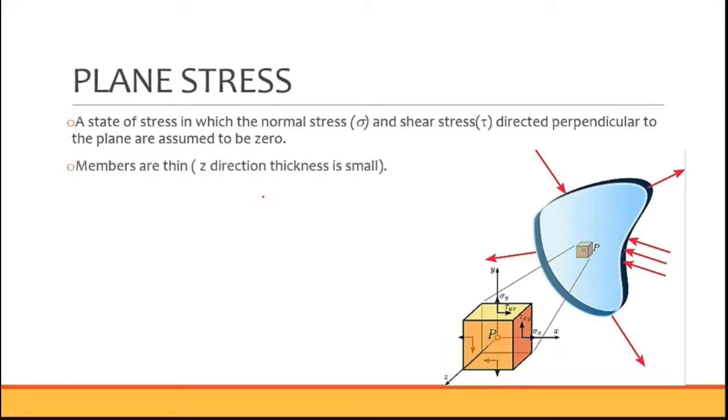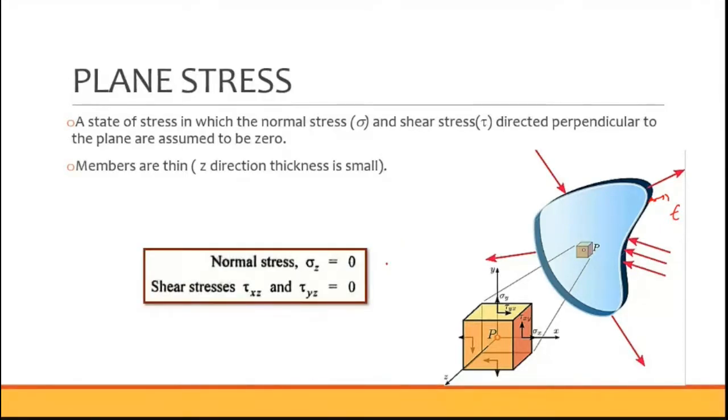So how do you identify a plane stress problem? When the thickness of the material is lesser, then we call that a plane stress problem. The member thickness is very, very less. You can see a figure here. When I consider this, the thickness here is very, very less. Then we can consider this as a two-dimensional problem, in the plane stress category.